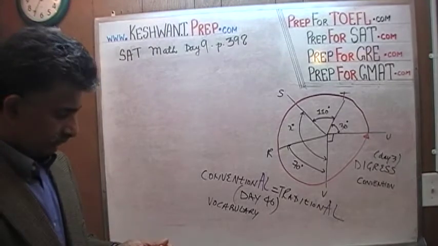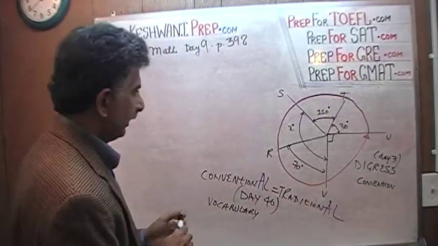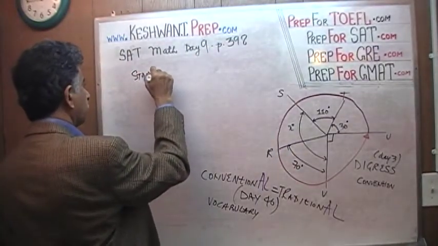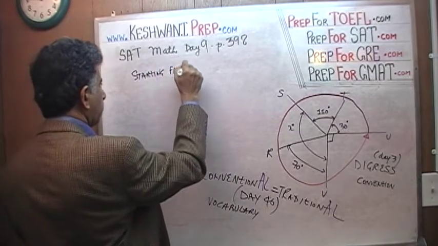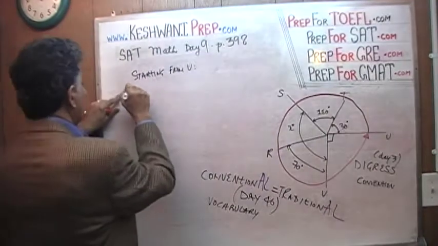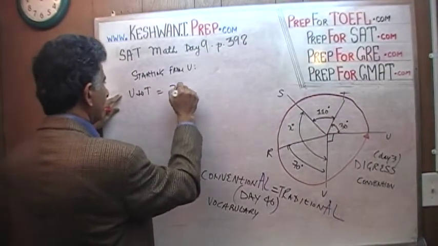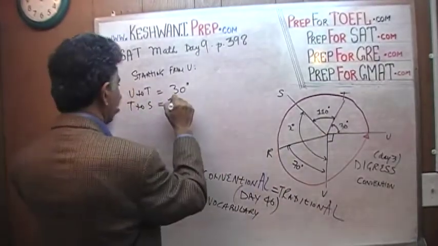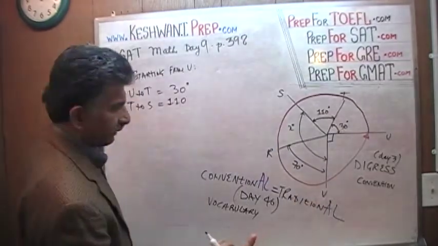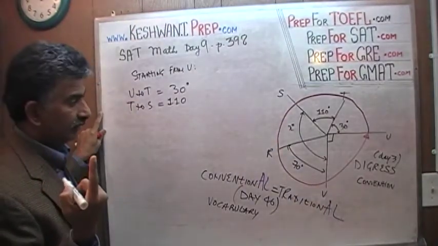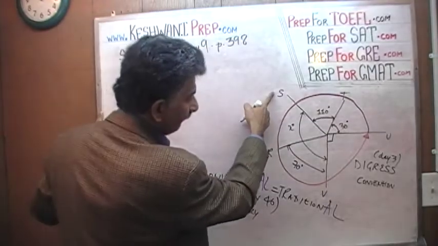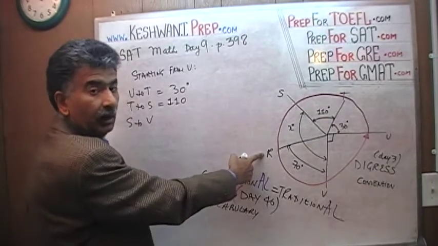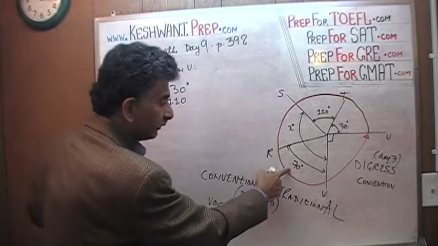Now watch what happens. Let's begin our journey from U. Starting from U, U to T is 30 degrees. T to S is 110 degrees. Now here's the tricky part. We want to find X. We are interested in X. S to V. Watch what happens. What happened to R? I skipped over it because we're not interested in this thing.